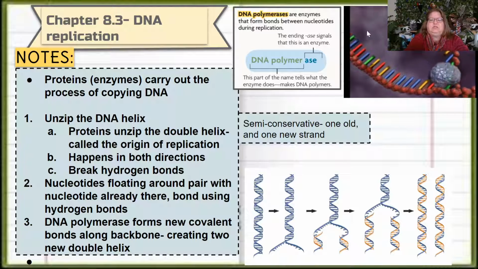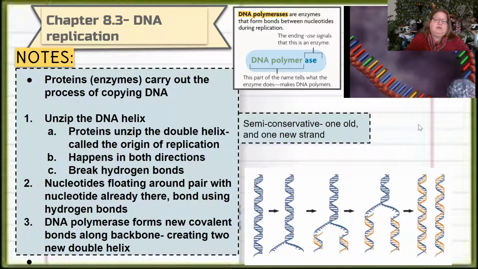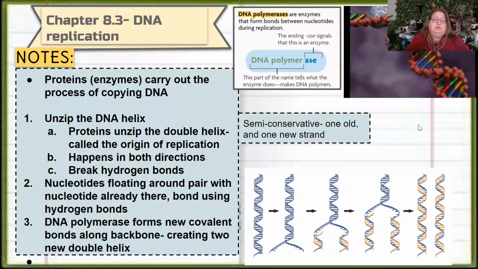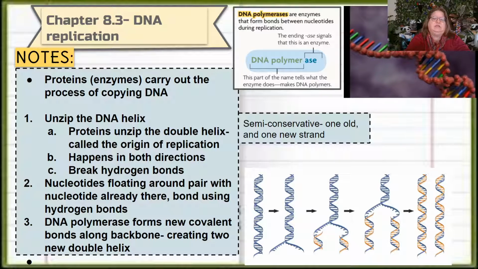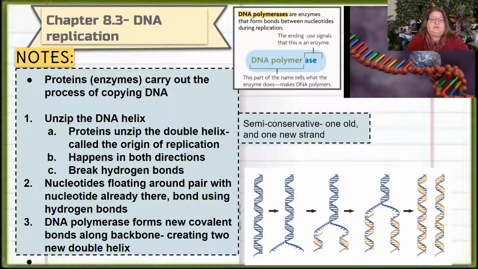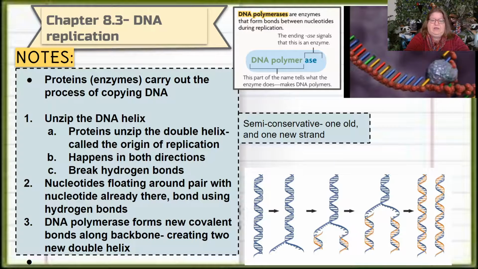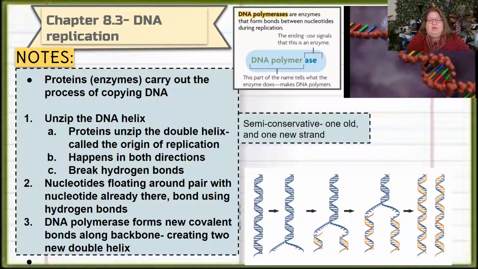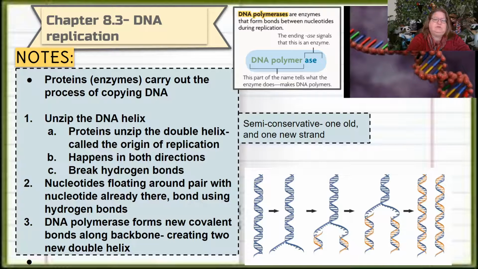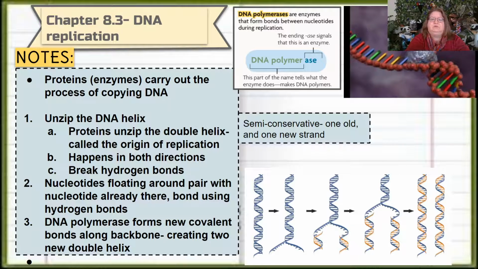Now, what this GIF does not show is that there are nucleotides in the nucleus that are just floating around. We have free nucleotides that come from the foods that we eat. If you ate an apple today, then the apple has DNA, and we break down the DNA. And so we have nucleotides in our cells that we can use to build new DNA.